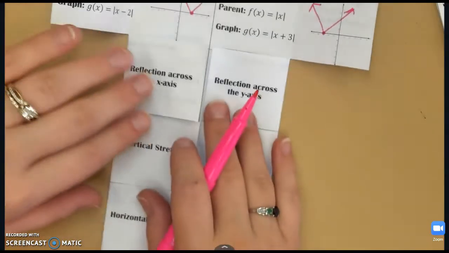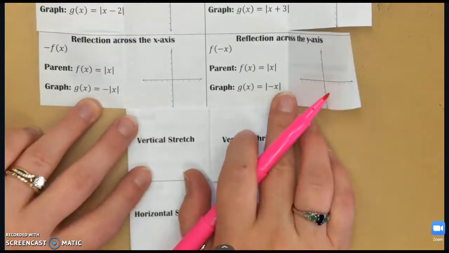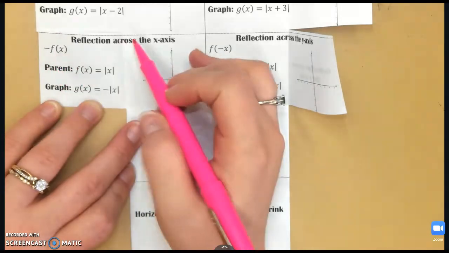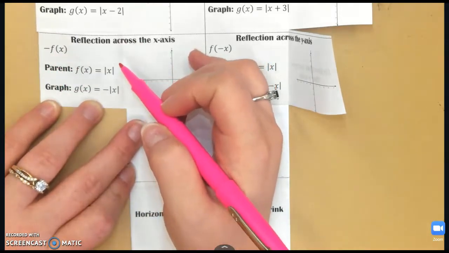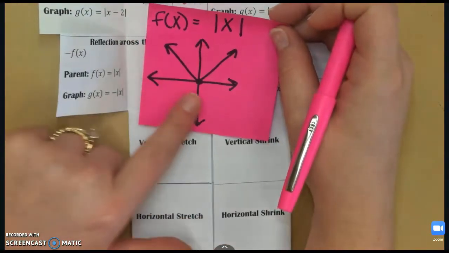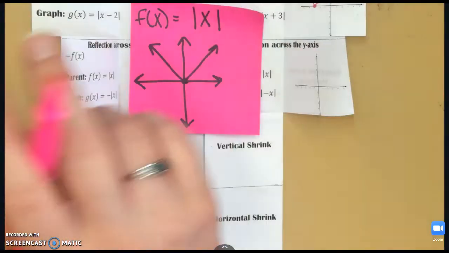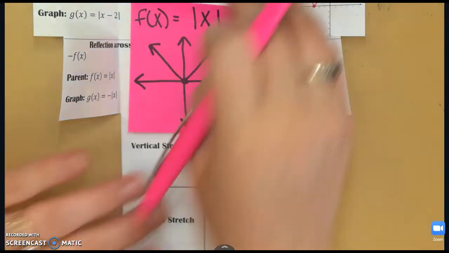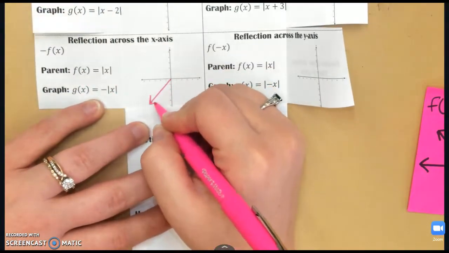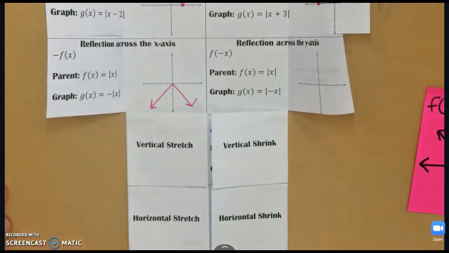Talk about reflections. I know I have a reflection when I'm involving a negative sign. So if I am adding a minus sign outside, that means I'm reflecting across the x-axis. So remember, this was my original parent function. Here's my x-axis. If I'm reflecting it across the x-axis, that means it's going to flip upside down. So when the negative is outside, my origin's not changing, my vertex is not changing, but my graph is just flipping upside down.